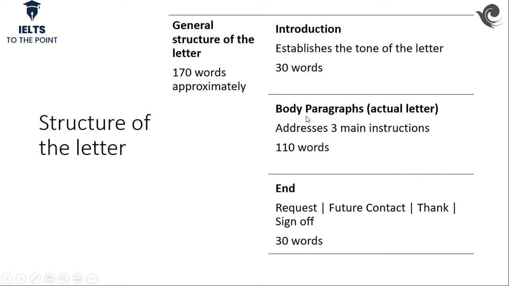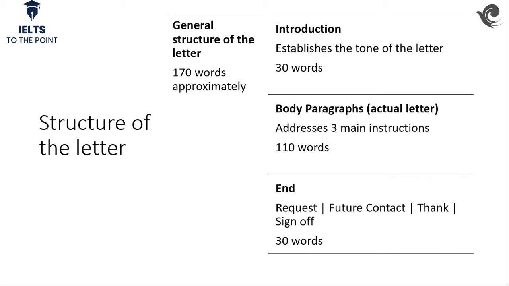On the other hand, body paragraphs are written to address the 3 main instructions. Each instruction gets its own body paragraph. In total, we write 110 words. That means including all 3 paragraphs, we have to write about 110 words. Then we have an end paragraph where we write the request, future contact and thanks, and lastly we sign off.